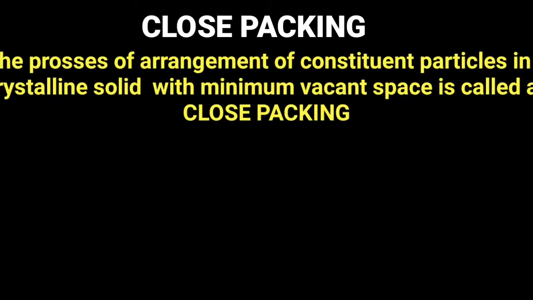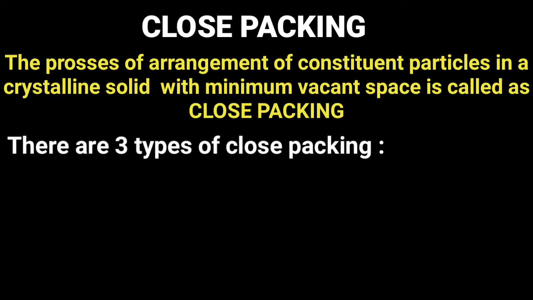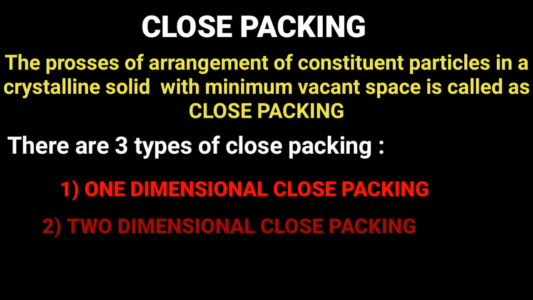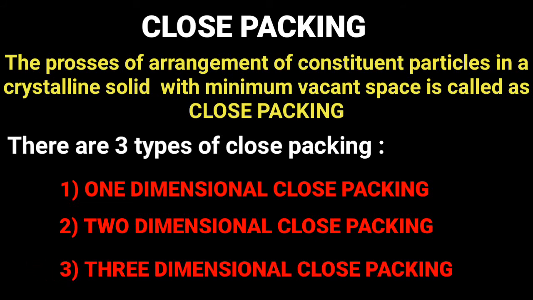Next topic: close packing. The process of arrangement of constituent particles in a crystalline solid with minimum vacant space is called close packing. There are three types of close packing: one-dimensional close packing, two-dimensional close packing and three-dimensional close packing.